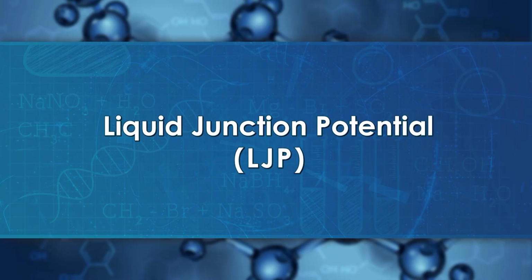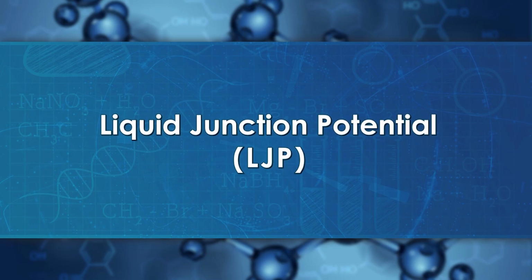Welcome to the 10th session on galvanic cells. In this session, we will be dealing with the liquid junction potential, LJP is the abbreviation for that. This liquid junction potential is seen in those electrolyte concentration cells in which the electrolytes are in direct contact with each other. Okay, so let us move on to the topic.